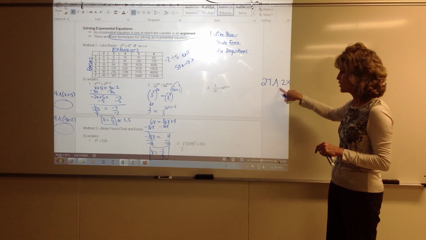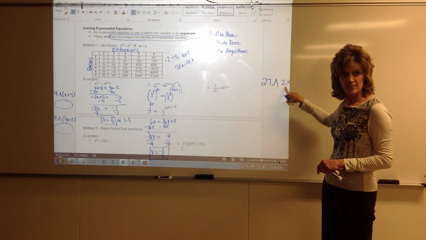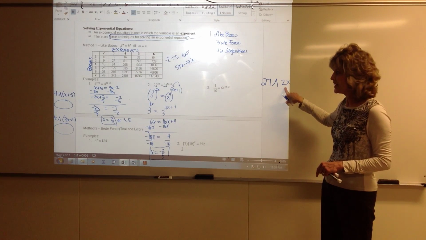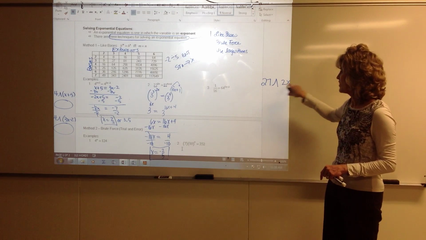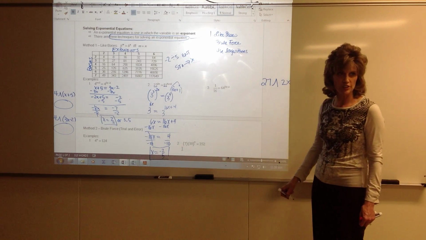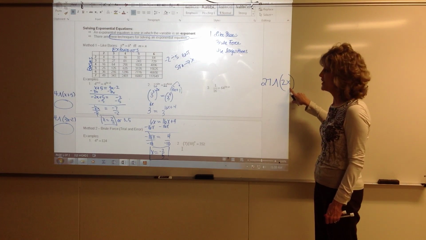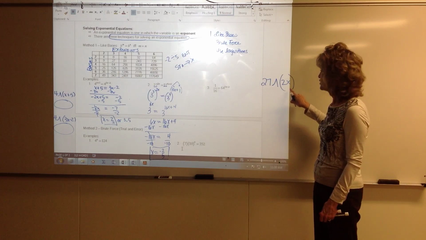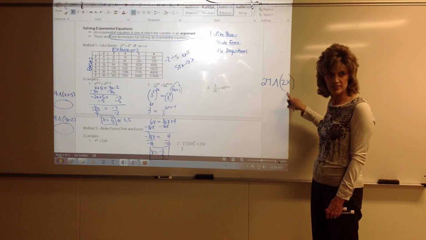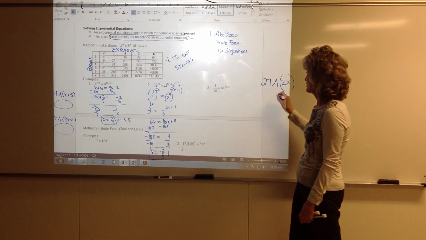So here's what your calculator will do with this. It'll do 27 raised to the 2nd power. It'll square it. It'll get an answer, and then it'll multiply all of that answer by negative 2/5. That is not what you want your calculator to do. You want your calculator to do 2 times negative 2/5 first, so you have to tell it to do that by putting parentheses in it. 27 raised to the 2x.